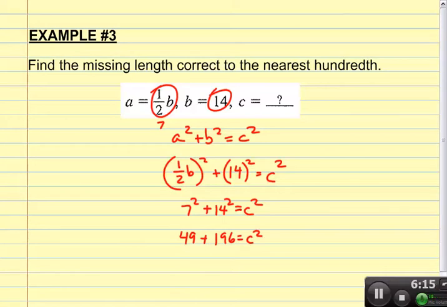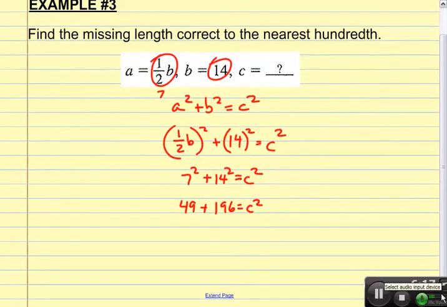All right, they said to the nearest hundredth, so I'm going to round here. Let's see, 49 plus 196, 245 is equal to c squared. It's going to be a little less than 16. Let's take the square root of both sides, all right?